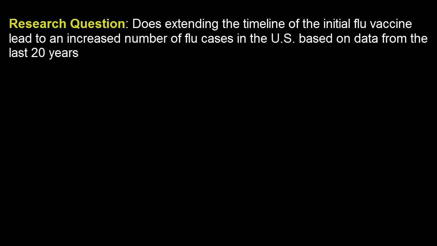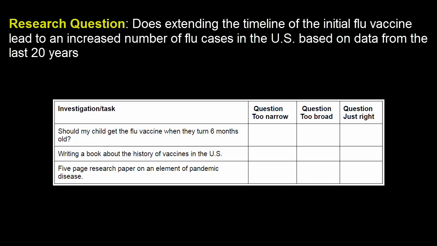Consider your new research question in light of your investigation. Does it fit your task? If you are investigating whether or not your child should get the flu shot at 6 months old, this research question might be a little too broad. If you are writing a book about the history of vaccines in the U.S., it's too narrow. If you're writing a 5-page paper about an aspect of flu transmission, it's probably just right.